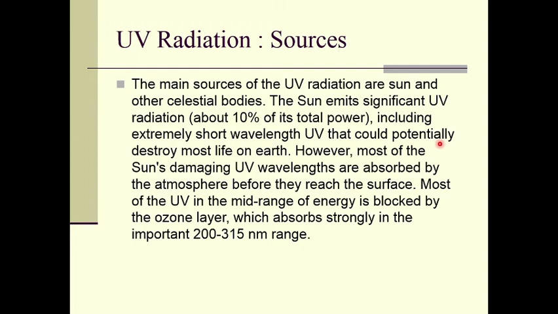However, most of the sun's damaging UV wavelengths are absorbed by the atmosphere before they reach the surface. Most of the UV in the middle range of energy is blocked by the ozone layer, which absorbs strongly in the important 200 to 315 nanometer range. That means the ozone layer in our atmosphere helps protect us from the sun's damaging UV radiation, right. So, these dangerous UV radiations coming from the sun are absorbed by the ozone layer, and therefore that hazardous UV radiation does not fall to the earth, otherwise it could have damaged all life on the earth.